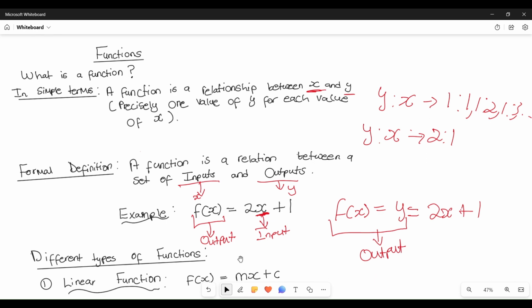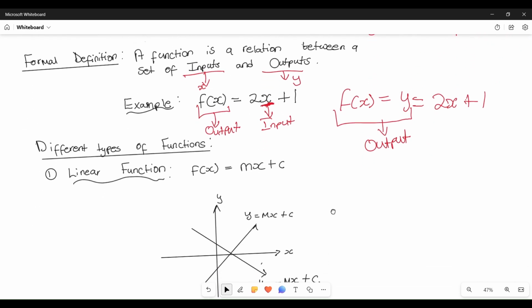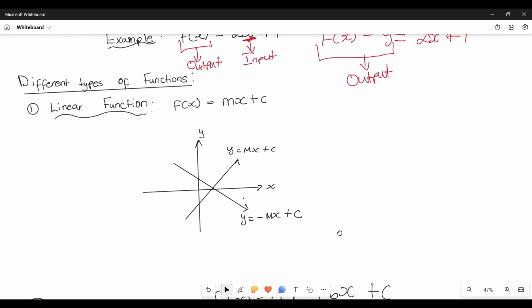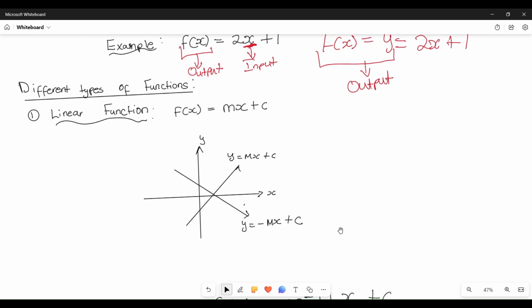Now for functions, we have different types of functions. We'll start with the simplest, which is a linear function. A linear function is represented in this form: f of x equals mx plus c. This is the formula for our linear function. In this equation, m represents the slope, and c is our y-intercept.